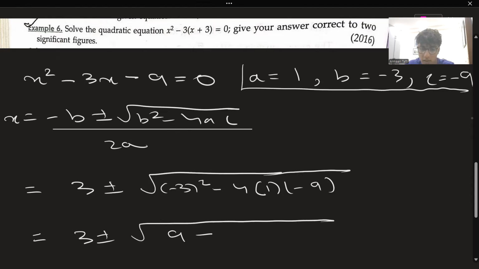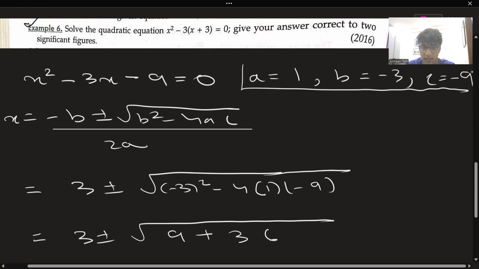9 minus 4 minus 4 into 9 is 36. Minus 36, and there's another negative sign here, so it just becomes plus 36, right? 4 into a is 4. 4 into 1 is 4. Into minus 1 is minus 36. And minus minus 36 is a positive number.